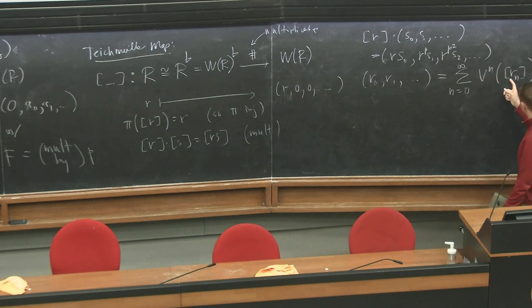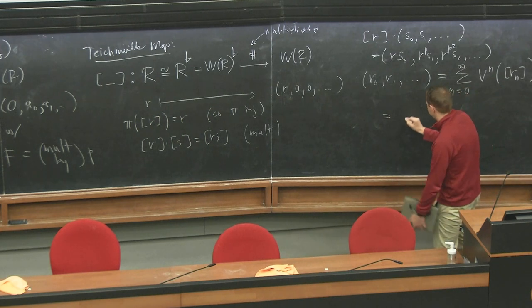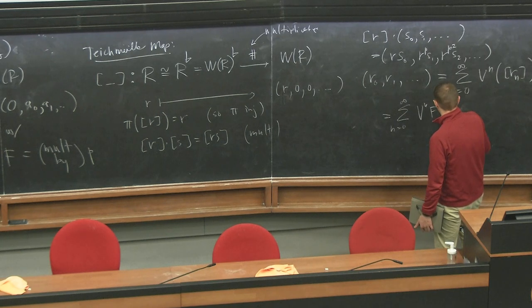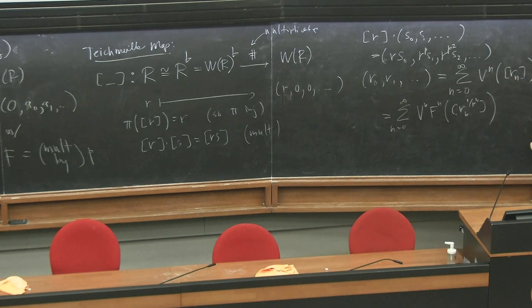And of course, I also know, since my ring is perfect, that I can always take roots inside of the Teichmuller representatives, right? Since my ring R was perfect. And F^n, on my ring with this Teichmuller map being multiplicative, is another way of saying the same thing. And now V to the n and F to the n, I know, compose to give me multiplication by p.